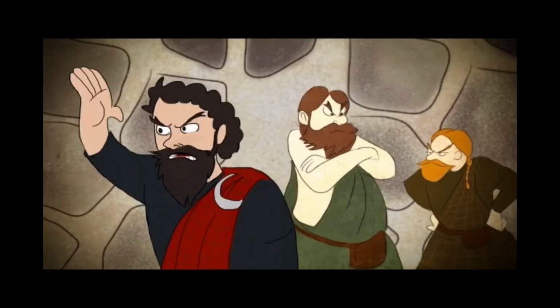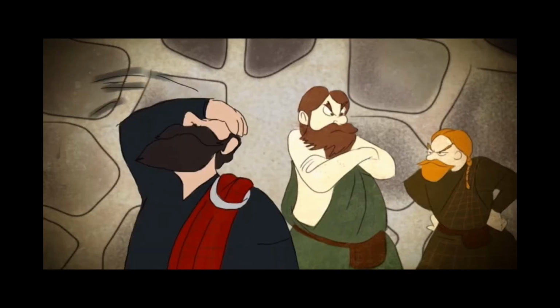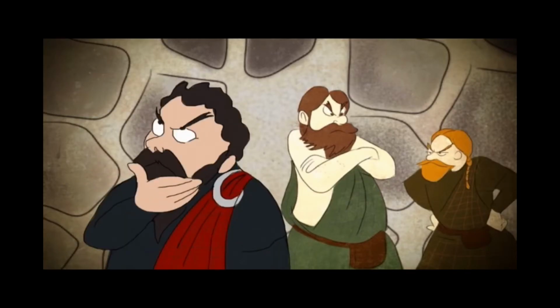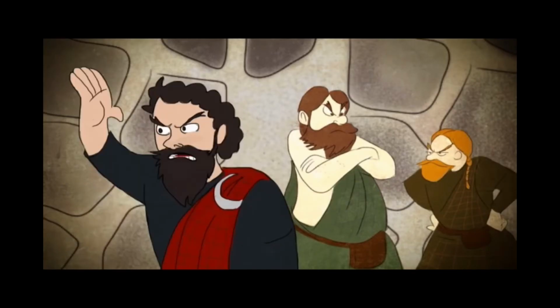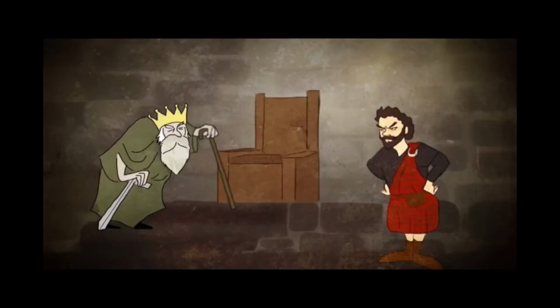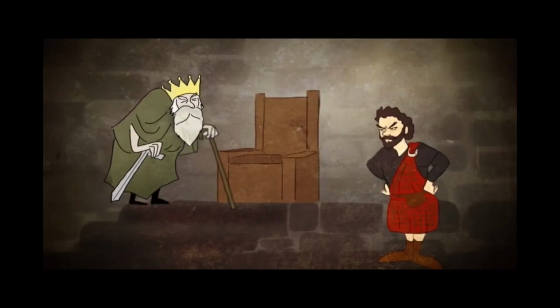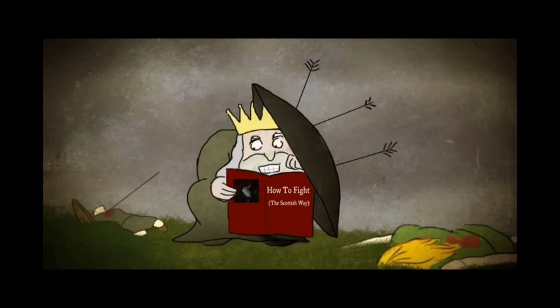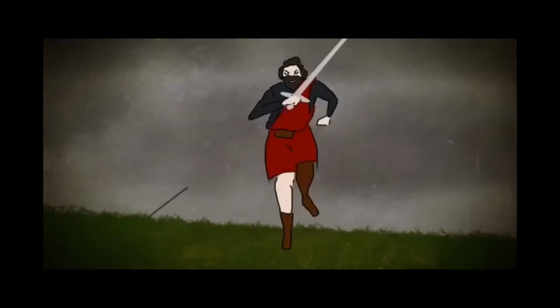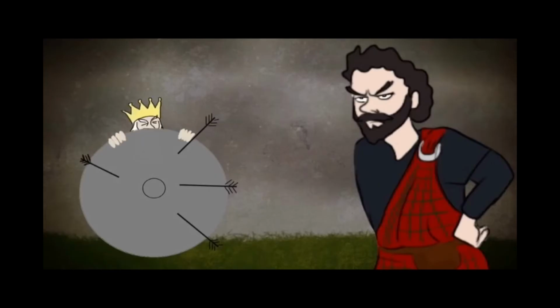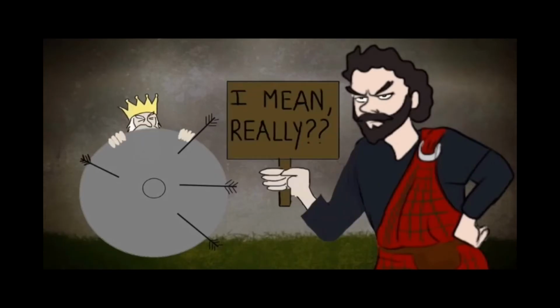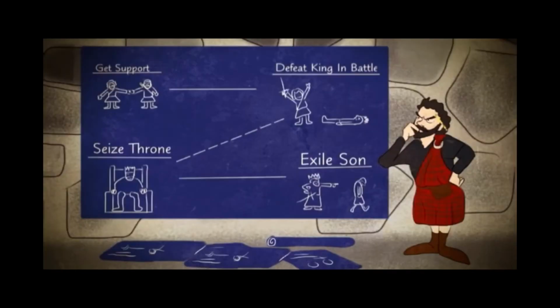This change annoyed some of the noblemen, especially Macbeth, who was probably in line to be the next king under the old system. To add to his frustration, Duncan was turning out to be a weak king. He wasn't very good in battle, and Macbeth was always having to sweep in and save the kingdom. Wasn't he more like a king than Duncan?